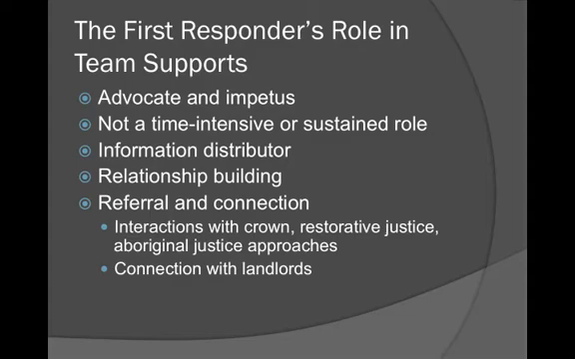And also, the landlord can be a conduit of information. They can let the RCMP know if they're seeing issues or concerns that suggest maybe a person is decompensating or escalating and becoming potentially a hazard to themselves or others.